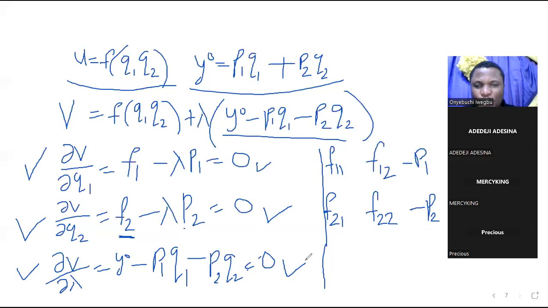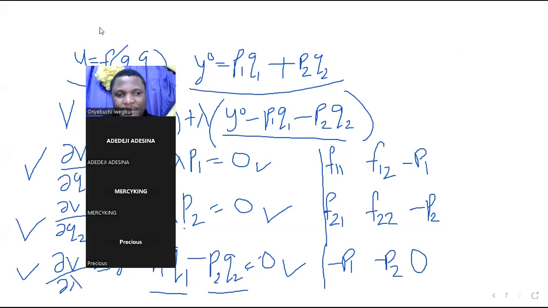Then this is the third one. I differentiate this function with respect to Q1. If I differentiate with respect to Q1, this is the answer here. I have minus P1. I differentiate it with respect to Q2. I have minus P2. Then I differentiate it with respect to lambda. There's no lambda here. I will have 0. This is what we call a Hessian determinant.